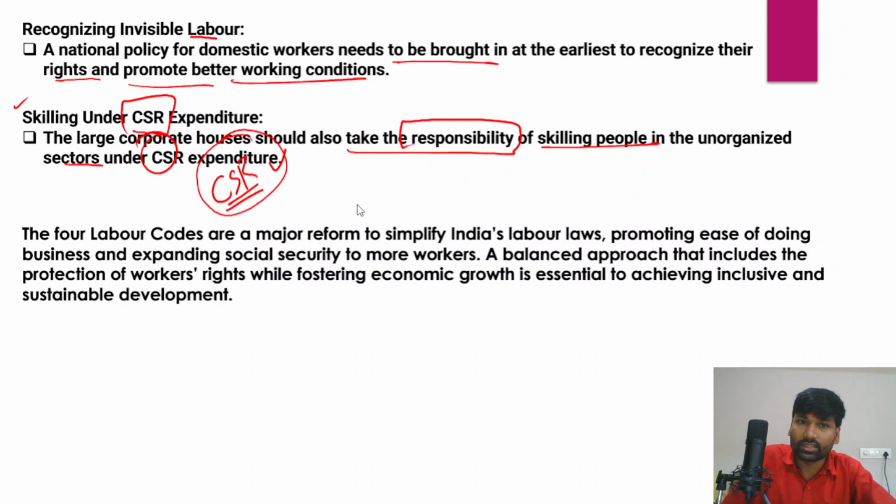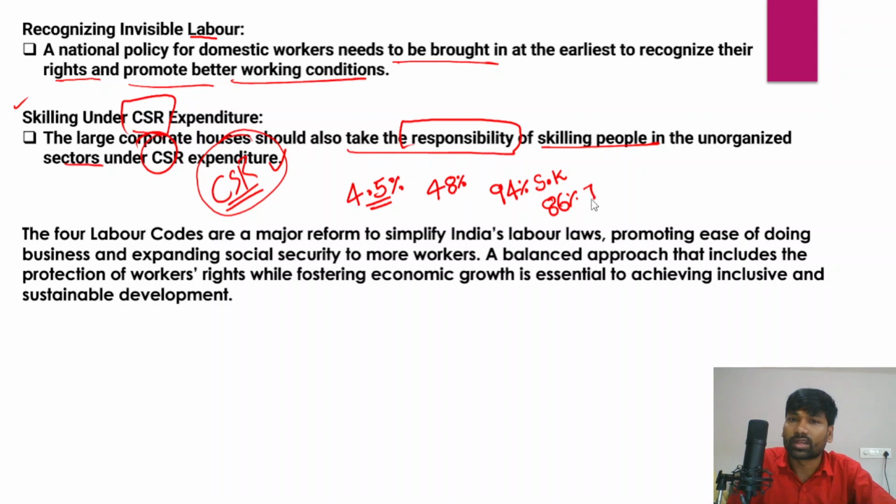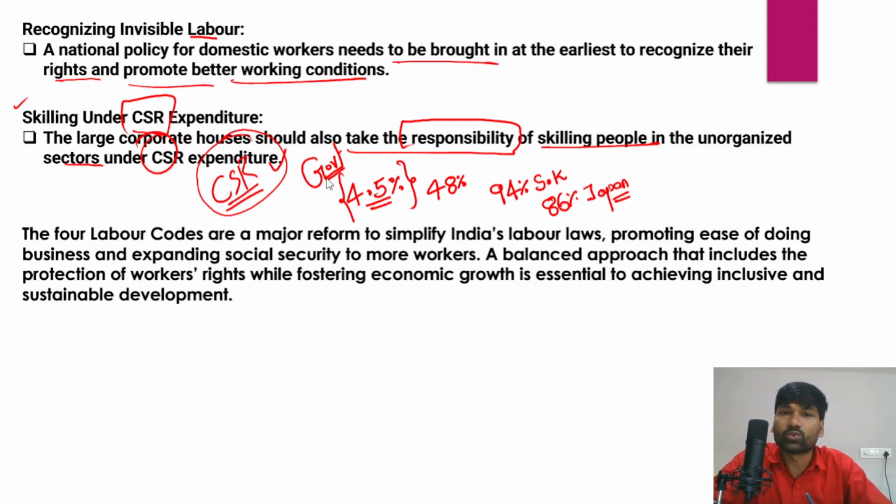Now in fact, if you look at the total number of people who are formally skilled in India, it is close to 4.5%, in contrast to countries like China, where around 48% of the population is skilled, South Korea, where 94% of the people are skilled, and Japan, where 86% of the people are skilled. So the number of people who are formally skilled is just 4.5%. Therefore, not just the government but different stakeholders need to be involved in skilling individuals, and that is the best way to use the existing demographic dividend and achieve inclusive growth.